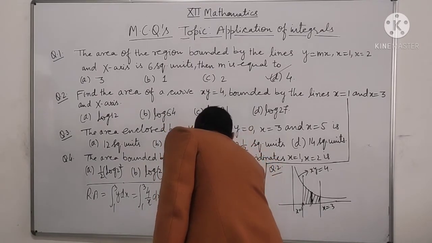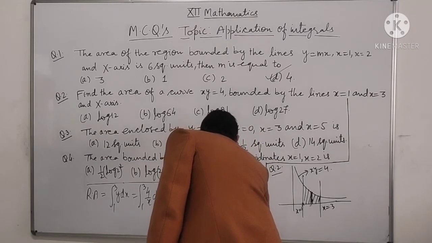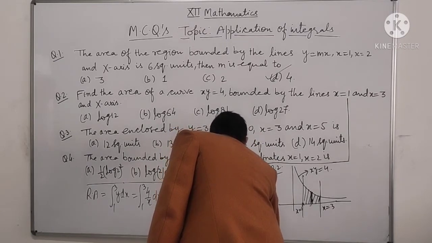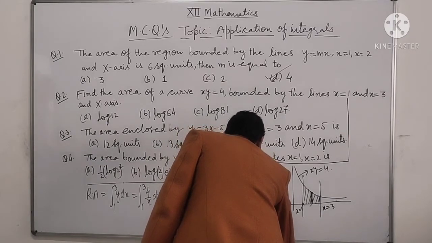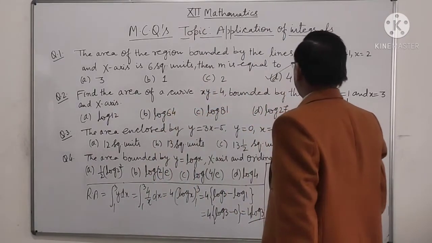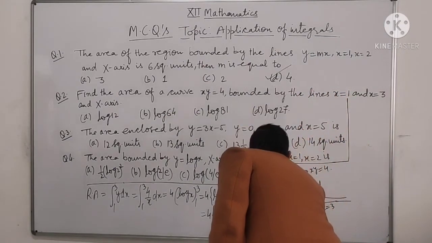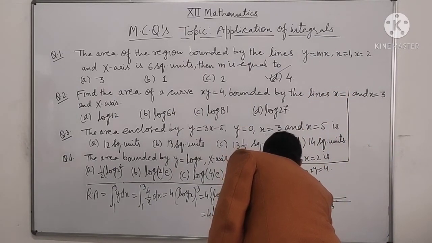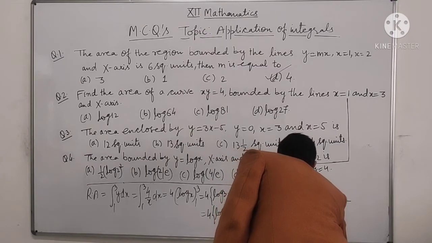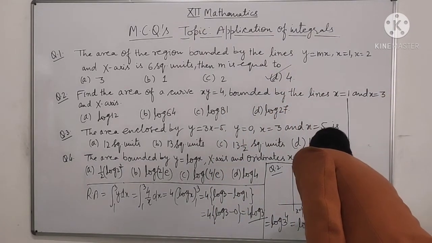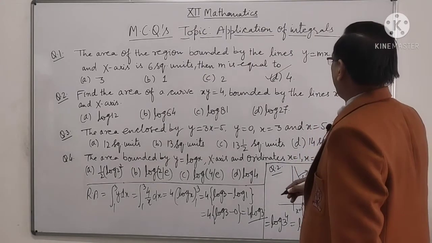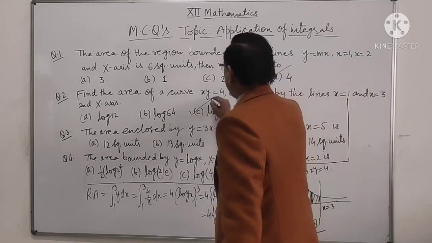Log 1 is 0. So it is 4 log 3. 4 log 3, or we can write it as log 3 power 4. Log 3 power 4 means it is 81. Log 81, and C option is correct here.